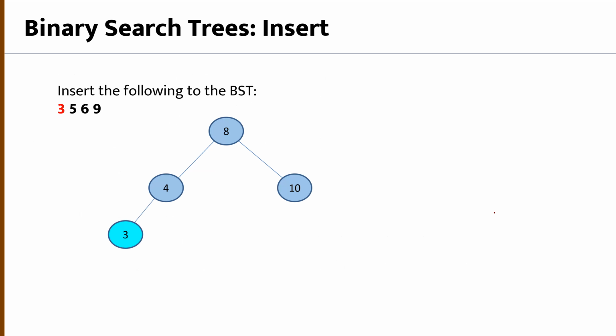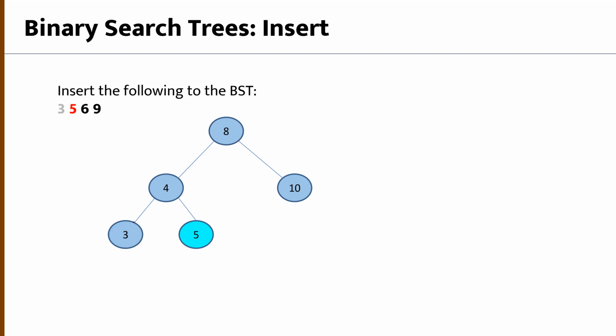We'll start with 3. So what happens when you try to insert a 3 into this binary search tree is you'll start off at the root. And we see that 3 is less than the root, so we know we have to traverse left. So now we're looking at this 4 right here. 3 is less than this 4, so we'll have to traverse left again. And since this 4's left spot is empty, we know that we can insert a 3 there.